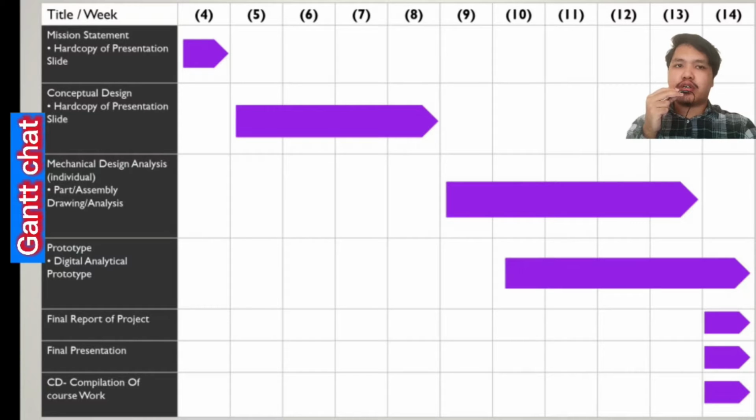Now we move to the Gantt chart. For week 1 to week 4, we were assigned to come up with the mission statement. For week 5 to week 8, we must do a conceptual design. For week 9 to week 13, we are assigned to do mechanical design analysis. For week 10 to week 14, we must come up with the prototype and digital analytical prototype. And we must do the final report of the project, final presentation and compilation of coursework in week 14.